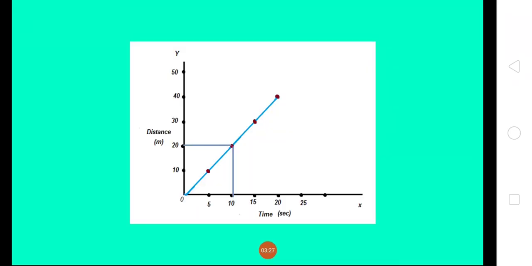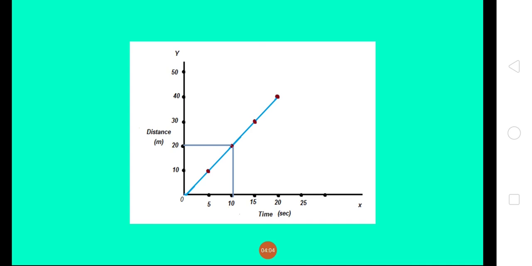In this chapter, we will be learning about distance-time graphs and velocity-time graphs. You can see this graph where we have represented two quantities, distance and time. Time, being the independent variable, is represented on the x-axis, and distance, being the dependent variable, is represented on the y-axis. How have we chosen the scale? On the x-axis, 1 centimeter is taken as 5 seconds, and on the y-axis, 1 centimeter is taken as 10 meters.